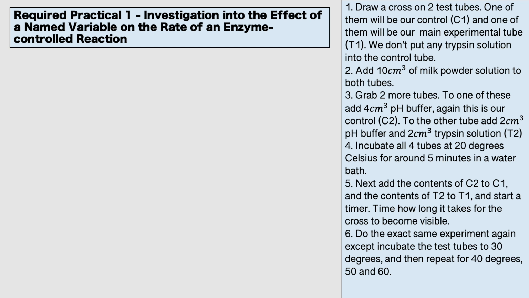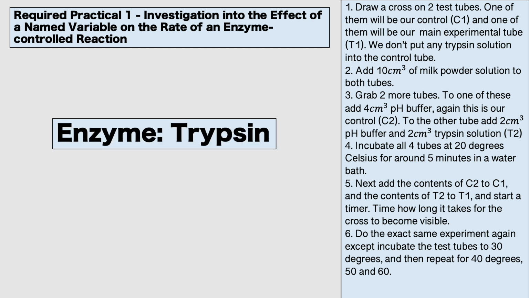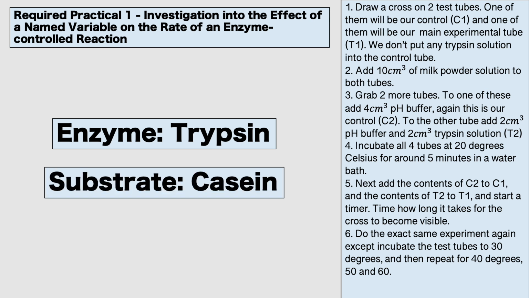The enzyme we'll be using is trypsin, which is a protease, so digests proteins. One protein it digests is casein, which it breaks down into smaller, more soluble peptides. And casein is found in milk.